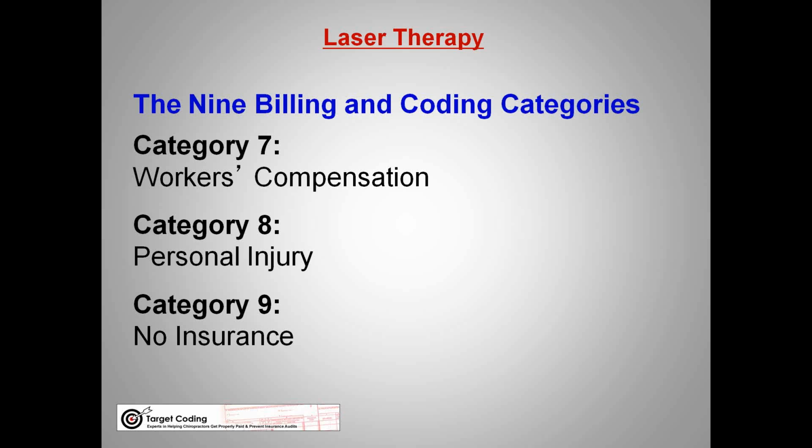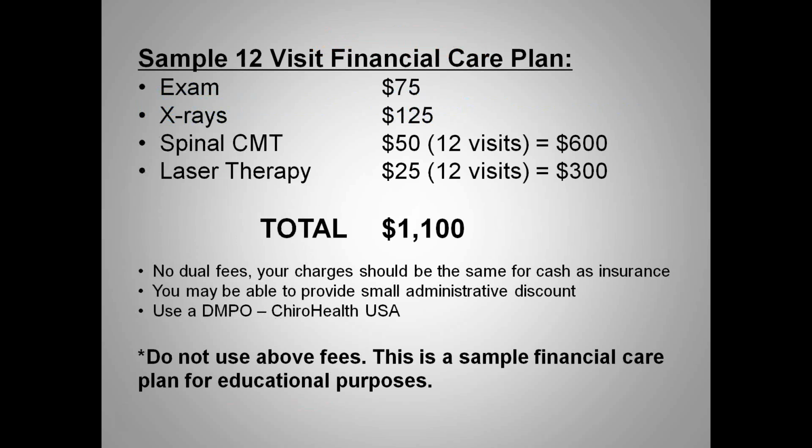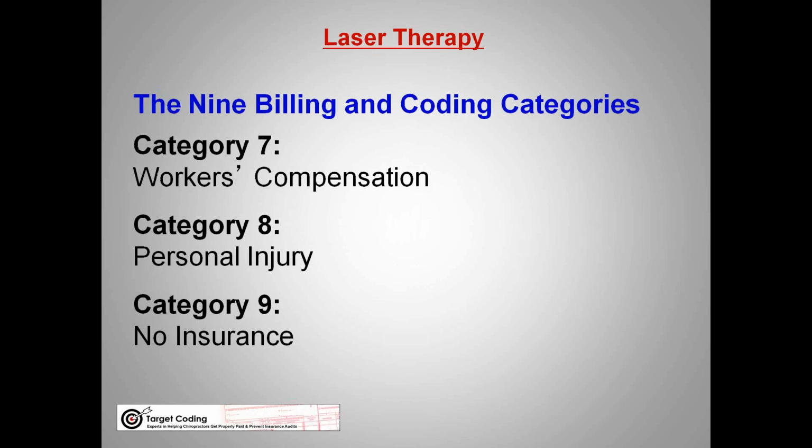But remember, work comp rules, carriers, sometimes they bundle codes, limit services, limit fees. They require certain forms to be completed. They require your SOAP notes to be submitted with every claim. So check with your local state work comp board and get all the rules and regulations in writing prior to billing work comp. Next, personal injury.